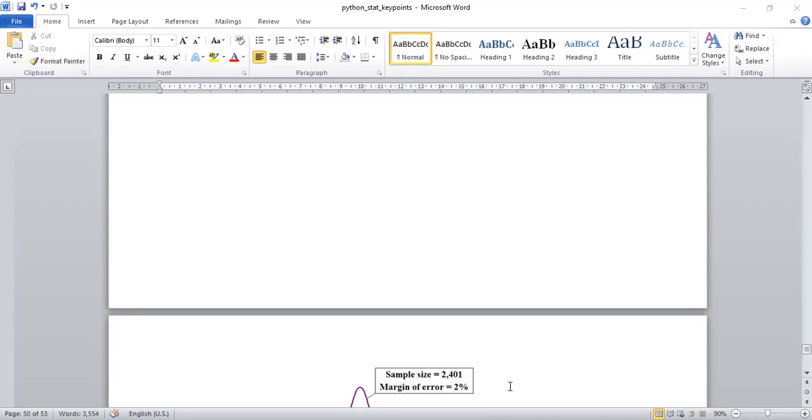So now you know the confidence level is actually the percentage of probability or certainty that the confidence interval contains the parameter. Okay, confidence level, understand that.